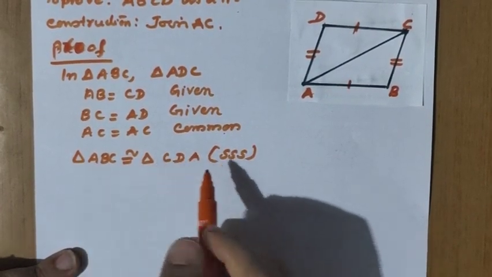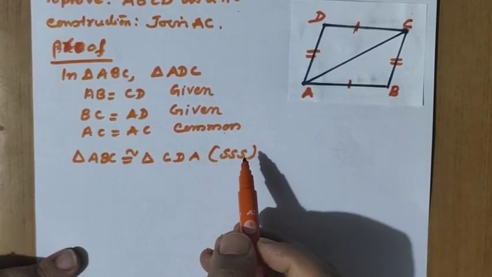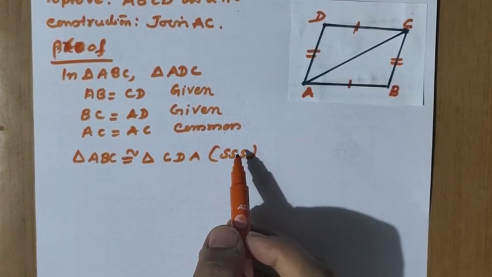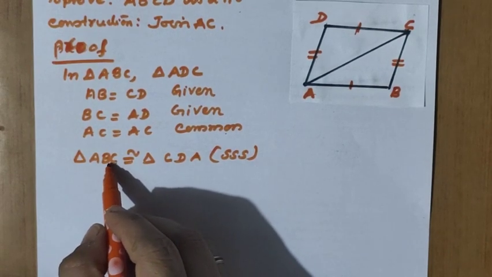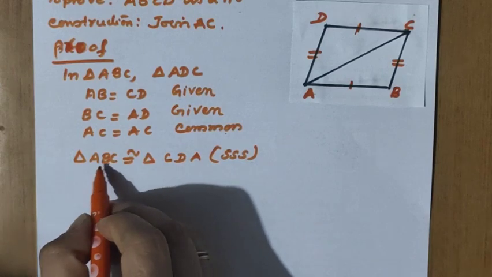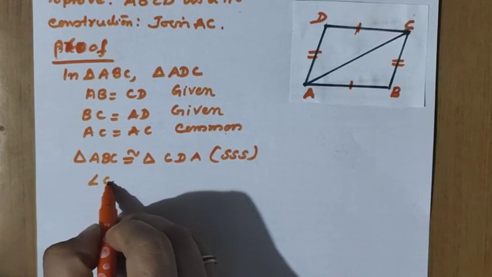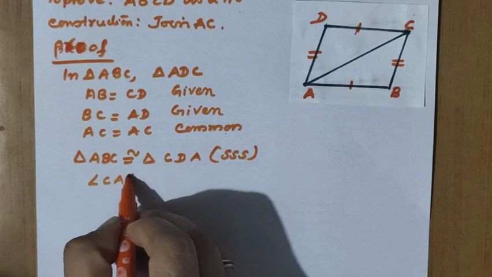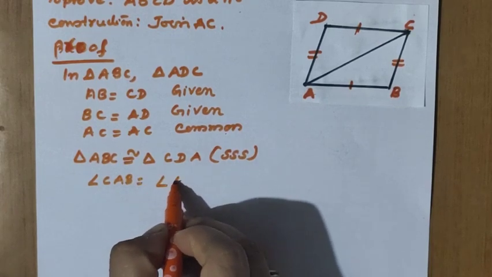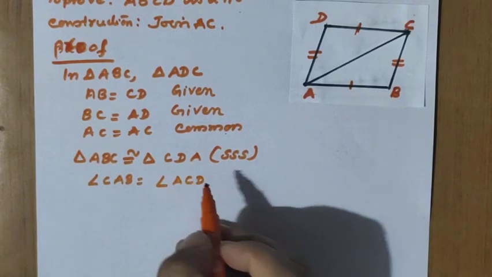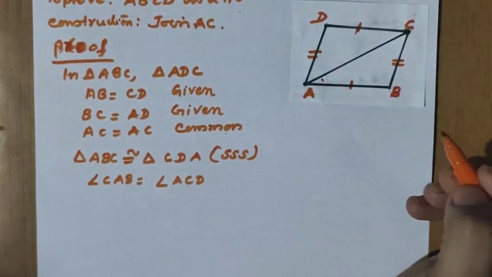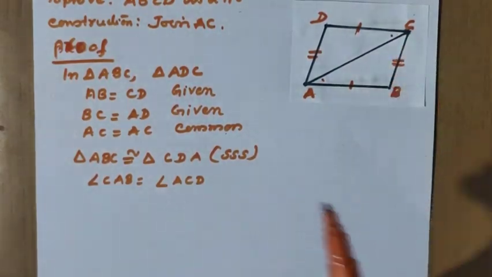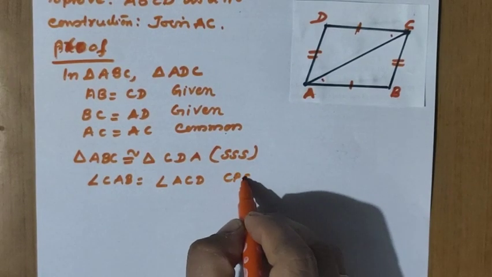Now what is the CPCT here? Because sides we have already used for proving the theorem. Now about angles we can say, here triangle ABC is there. If I am writing CAB, angle CAB equal to angle ACD. That means CAB this and angle ACD. So this is CPCT only.